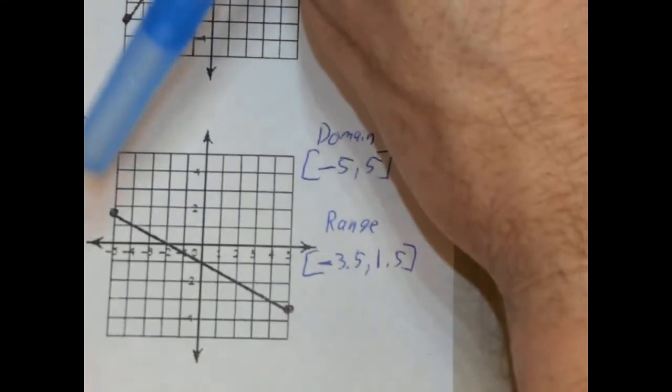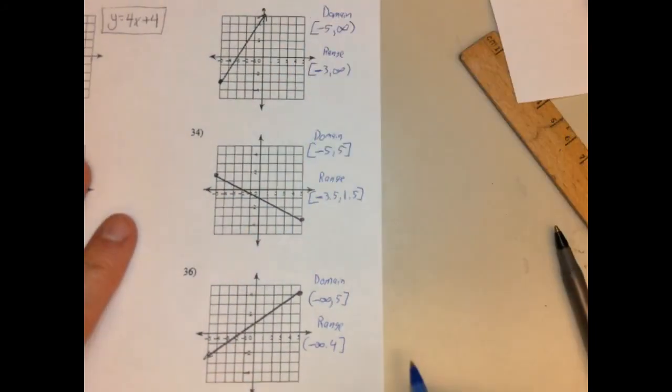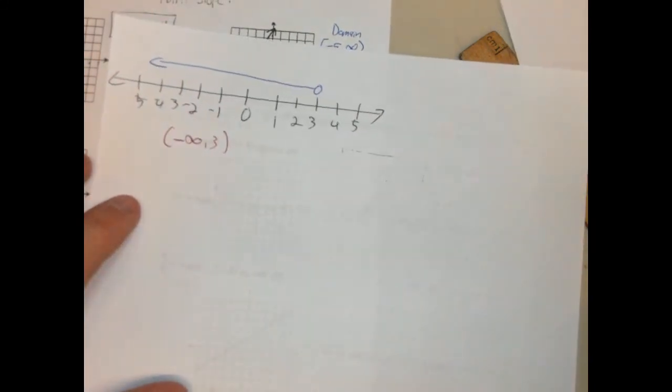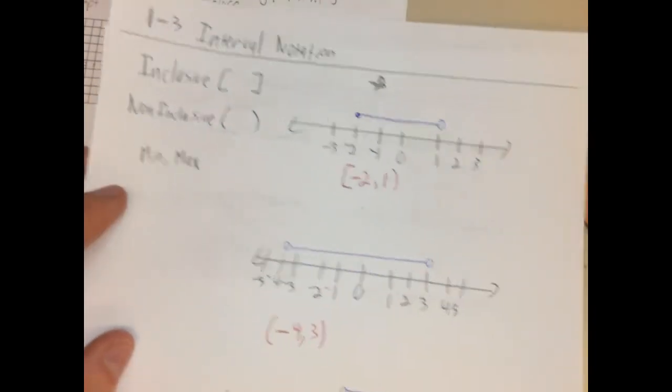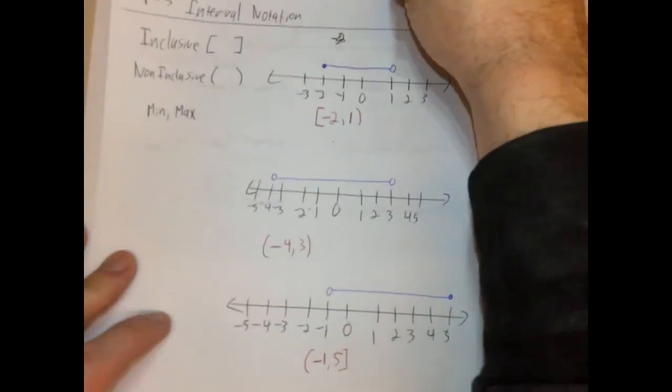With those three examples, let me zoom out a little bit. With those three examples, you should be able to use interval notation to describe the domain and range of continuous relations. And the basis of it is really these number lines here that we're using for these segments. Okay? So I hope that was helpful.